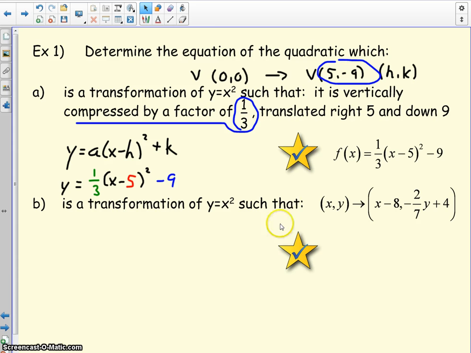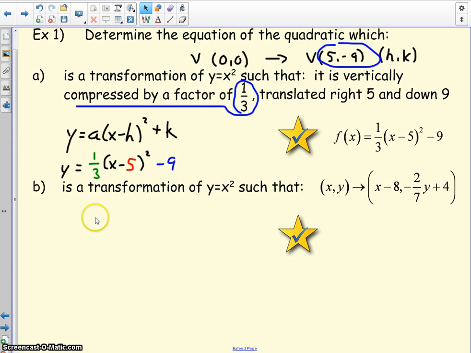Okay, and now let's take a look at the next one here. So here I'm giving you not the transformations but the mapping rule instead. So this tells me that all my x values move left 8, so each x value goes down by 8, which again, if you're looking at x horizontal values, that means they move left 8. So this one is going left 8.